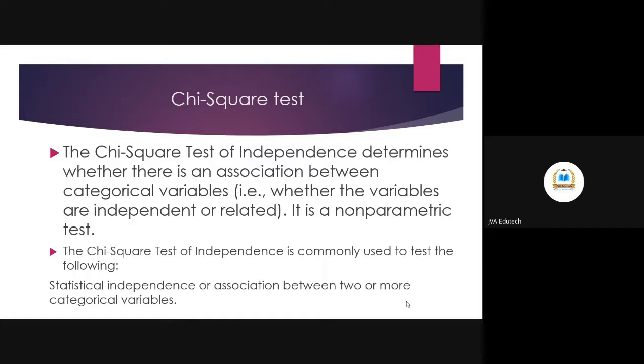It is a non-parametric test, reason being both your variables are categorical in nature. And it is used to test the statistical independence or association between two or more categorical variables. So please remember that both the variables need to be categorical for running a chi-square test. You cannot run and you should not run a chi-square test between a continuous variable and a categorical variable. Both need to be categorical in nature.